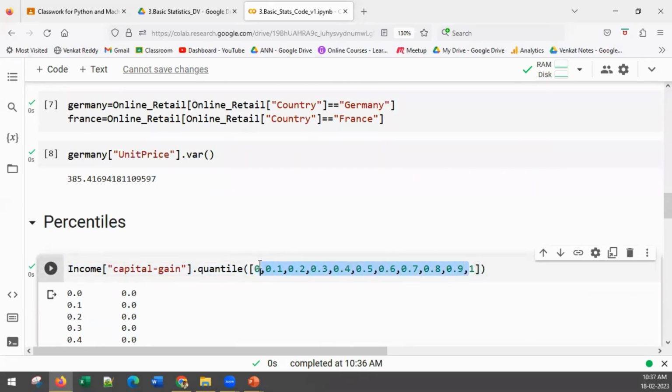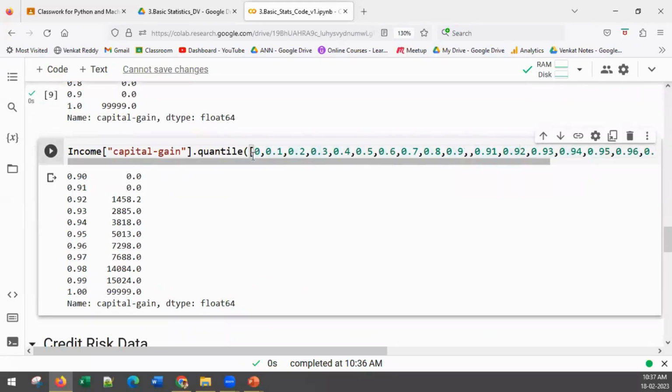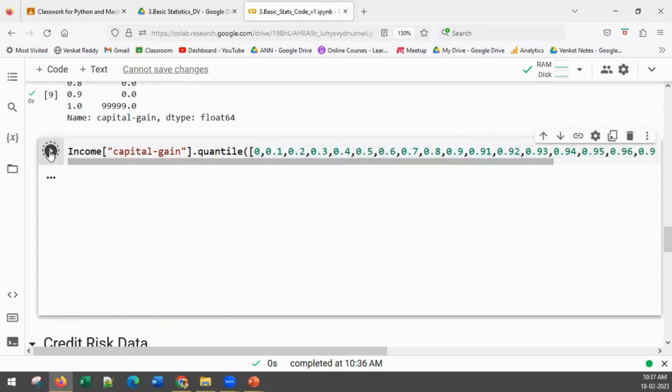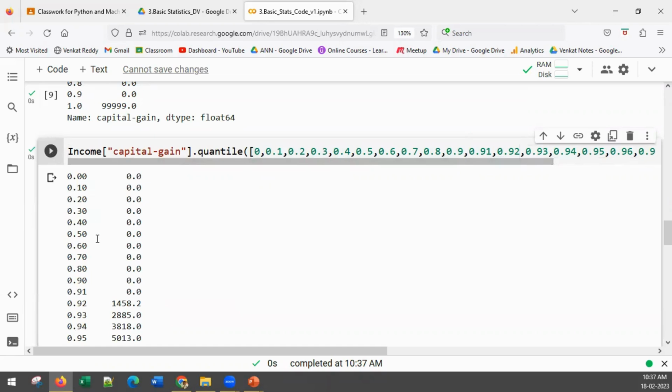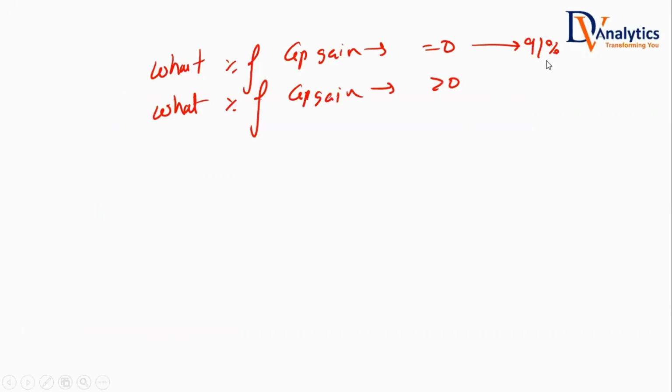Let me put all these then. If I keep all these, then you would be saying until what percent there are zeros? 10, 20, 30, 40, until 91% of the data is 0. How much is remaining? 9%. 91% is 0, remaining 9% is greater than 0.